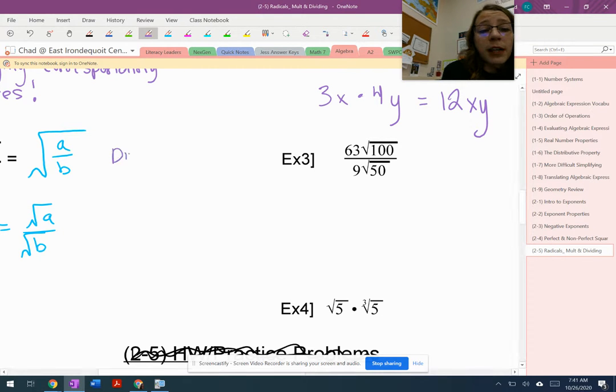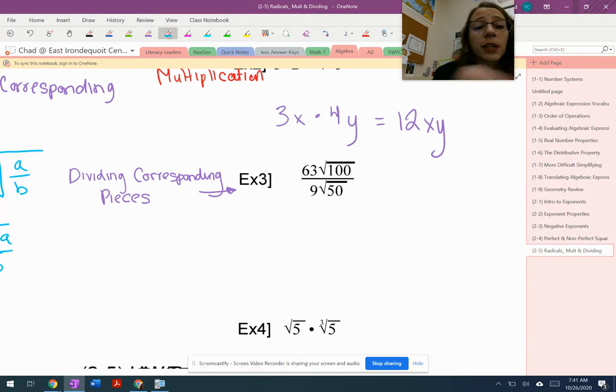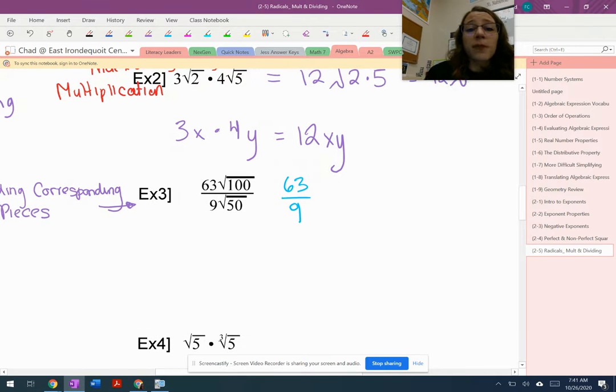So we are dividing corresponding pieces. We have 63 divided by 9. We know that 63 divided by 9 is 7. So I'm going to look at that separately. And then separate from that, I'm going to look at the square root of 100 divided by the square root of 50. I know 63 divided by 9 is just 7, so that's nice.